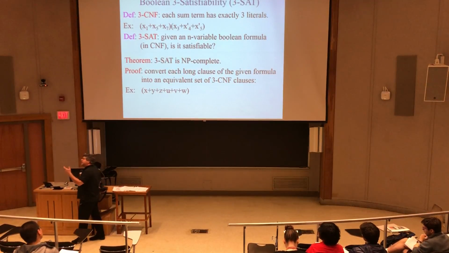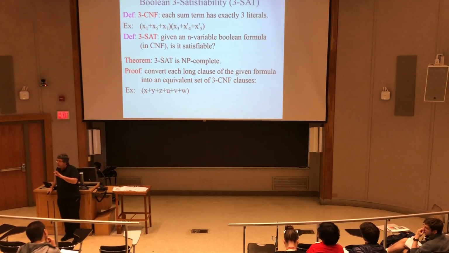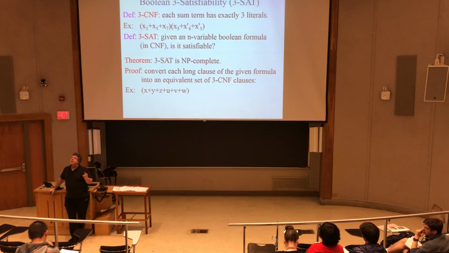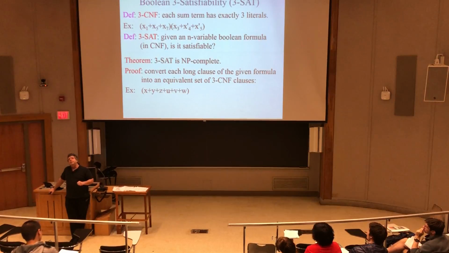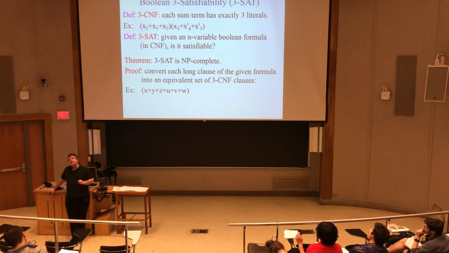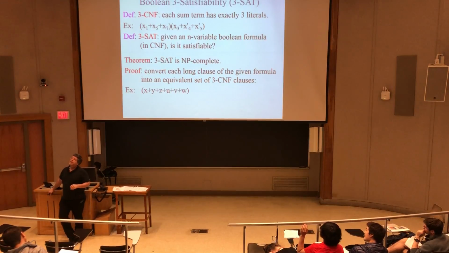Everything has a variable and its negation. That one is less easy to see how you'd solve 2-SAT. But it turns out you can solve 2-SAT in polynomial time also. It's just a little bit more involved. For extra credit, show me how to solve 2-SAT in polynomial time. But 3-SAT is NP-complete already.